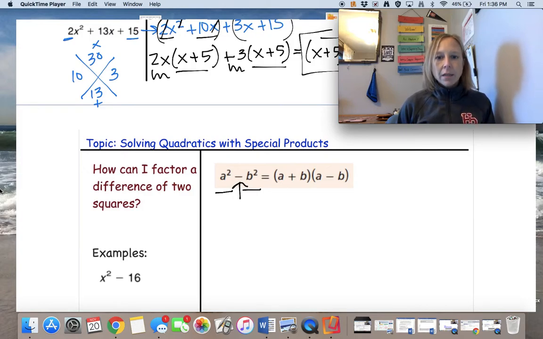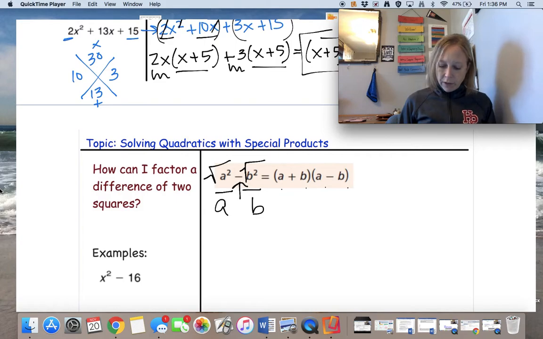When we see a difference of two perfect squares, what we can do is take the square root of the first term, the square root of the second term, that will give us our a and our b, and then we can just rewrite them in their factored form, writing a plus b and a minus b. So it's a real quick way of going about it.